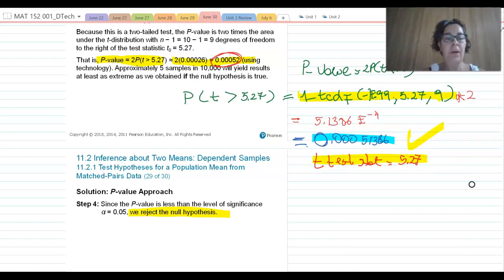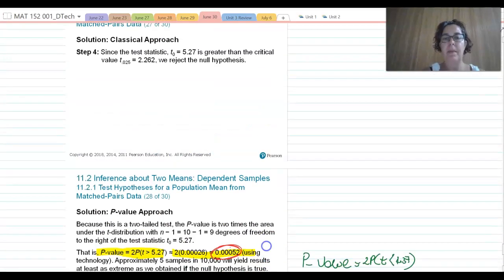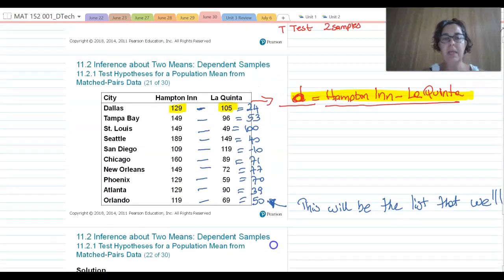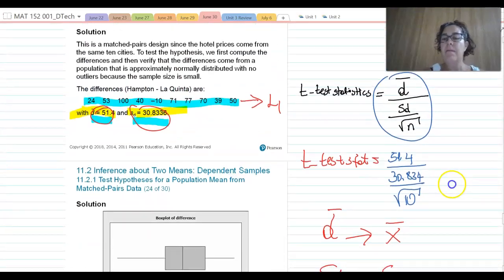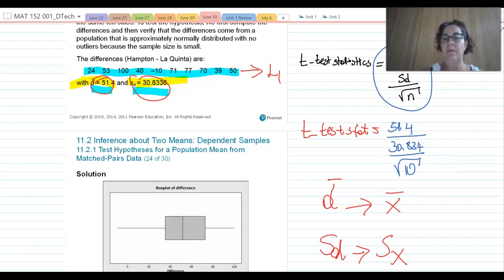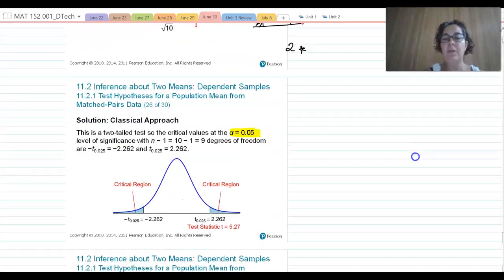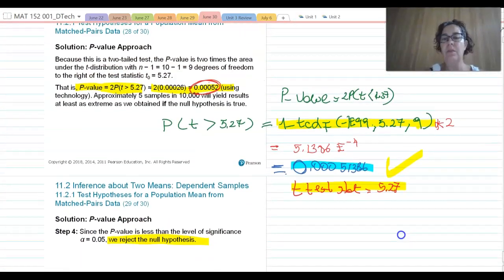So when you're dealing with dependent samples, create this D column, the difference column, and treat that difference column as L1. Find the mean and standard deviation of this L1 column, which starts from 24, 50, 300 and goes to 50. Find your test statistic by hand if you want, and find your p-value by hand by using TCDF.